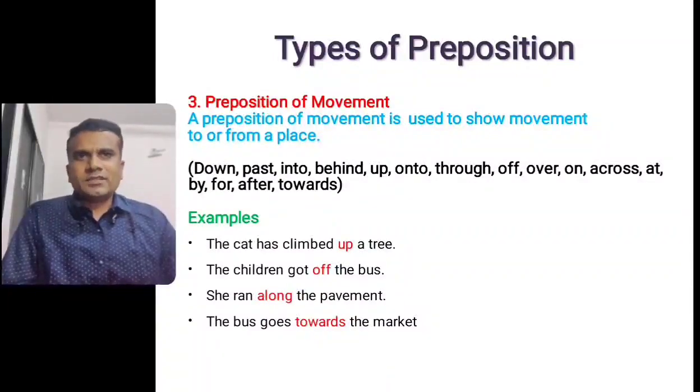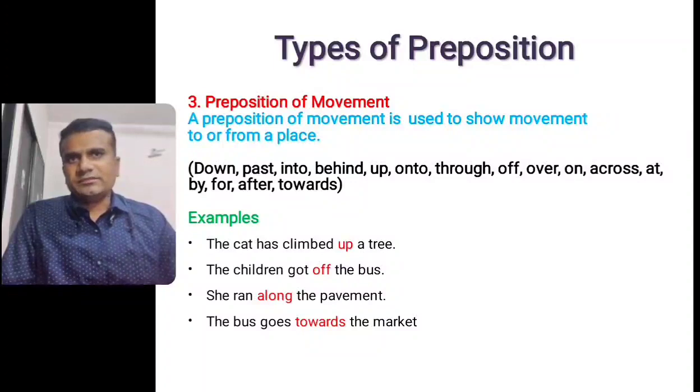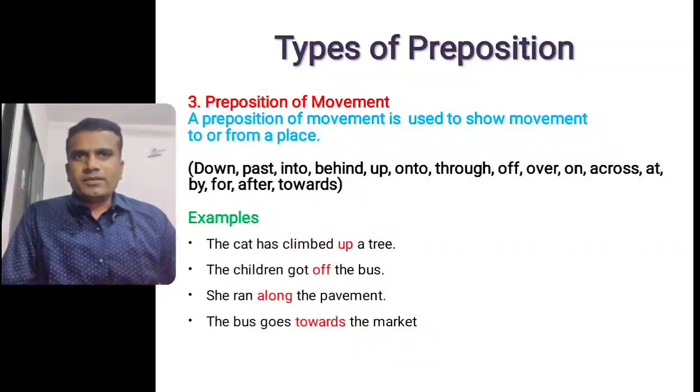Now we will see some examples how these prepositions of movement are used in sentences. For example, first example is: the cat has climbed up a tree. In this example, up is a preposition of movement. In the sentence too, we can understand how the preposition of movement, that is up, denotes the movement. Second example: the children got off the bus. In this sentence, off, O-double-F, is preposition of movement, that is again in a red color.